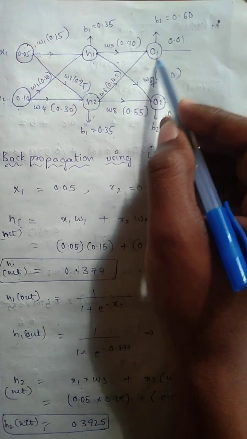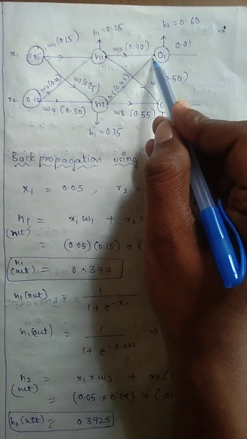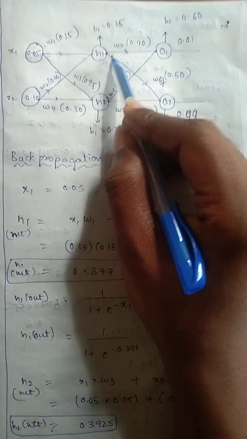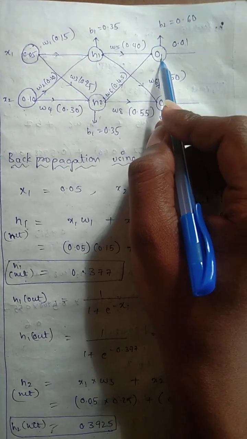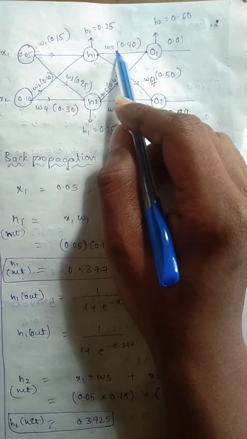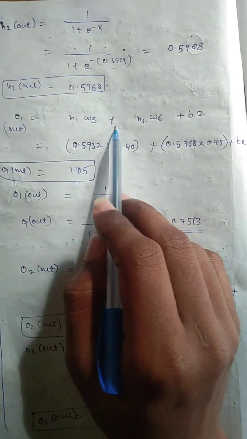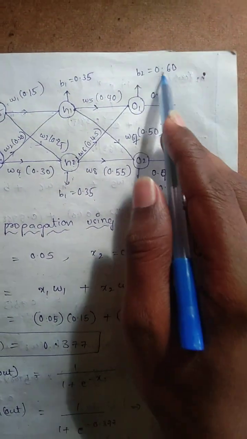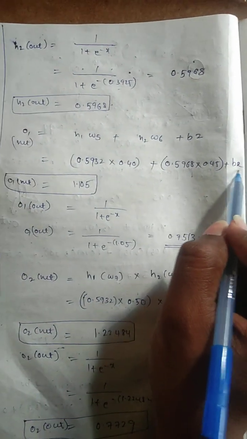Now we go with out one. Out one is connected to the h1 and h2 nodes. See here, h2 and h1. Now we can solve this equation. Out one is equal to h1 into w5 plus h2 into w6. Now we write the out formula here, h1 into w5 plus h2 into w6, and this out value also has the bias b2, 0.60. That b2 value is also included here.